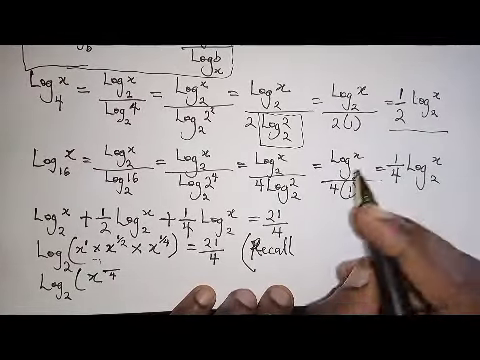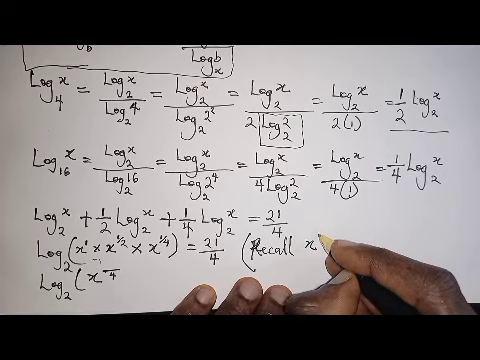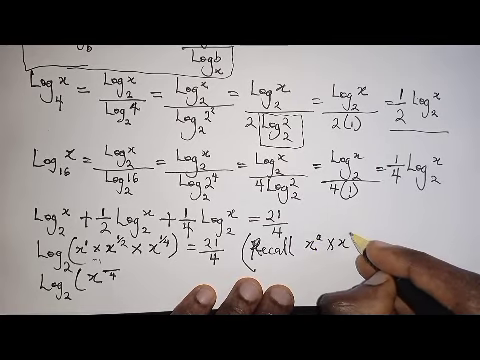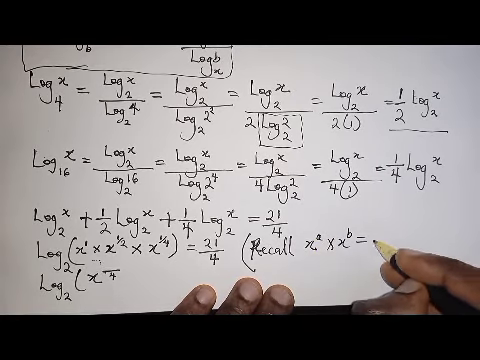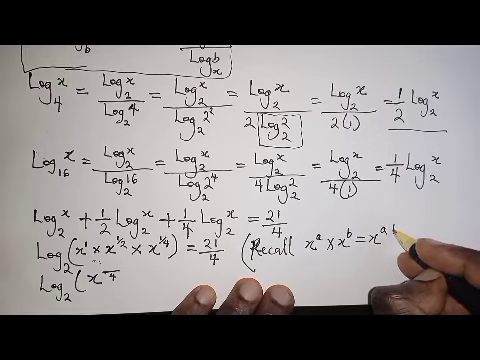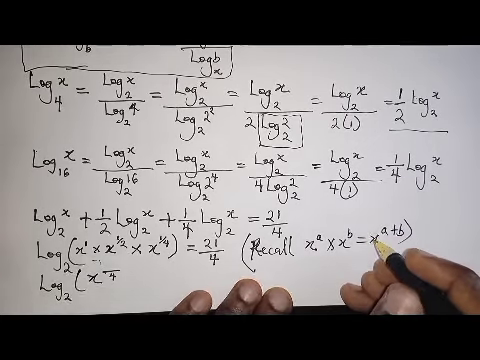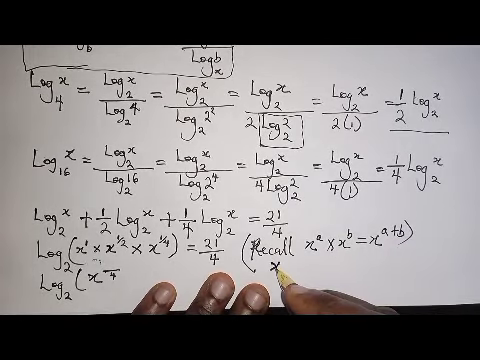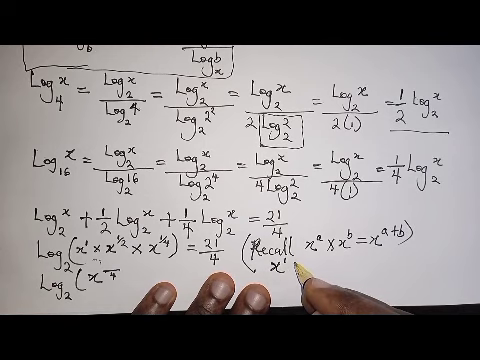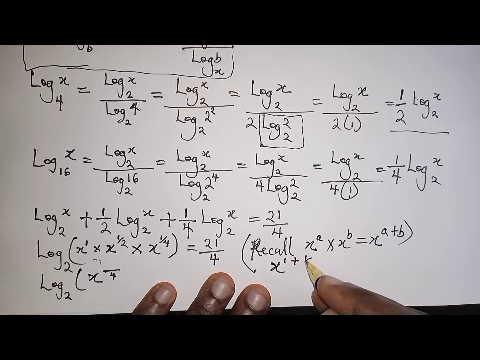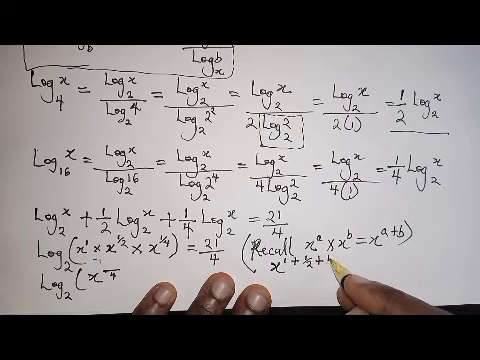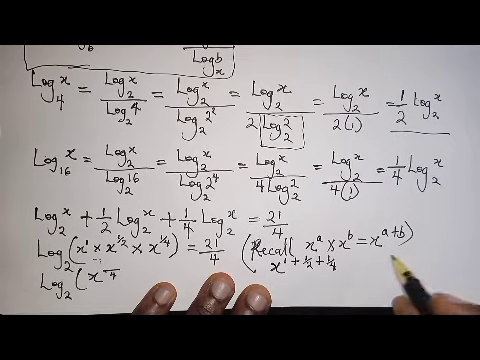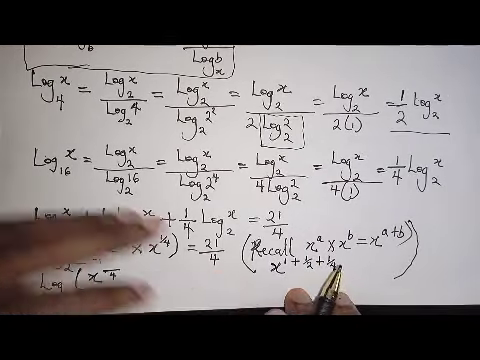Recall that if we have x raised to power a times x raised to power b, as long as they have the same base, it becomes x raised to power a plus b. So that's what I'm going to be doing here. So this is now x raised to power 1 plus 1 over 2 plus 1 over 4. So that is exactly what I'm trying to do here.